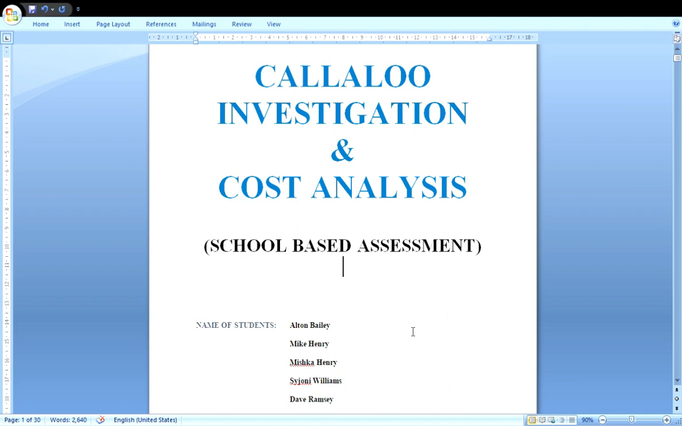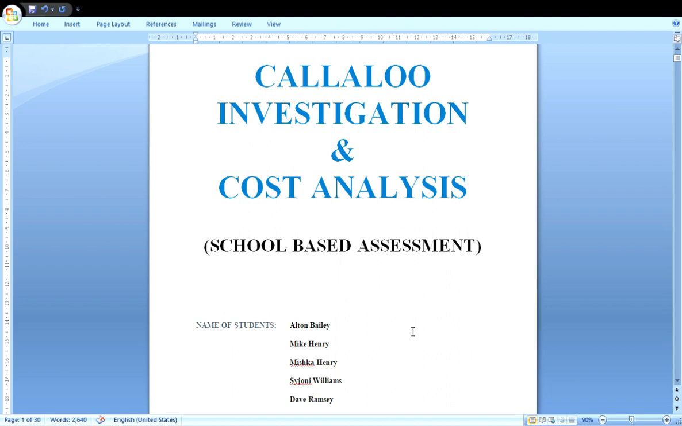What you see on the screen is the cover page of an SBA that I have. What you're looking at is a crop investigation and cost analysis. The crop that the investigation and cost analysis is done on is Coclusion. So of course the title for this SBA is Coclusion investigation and cost analysis.